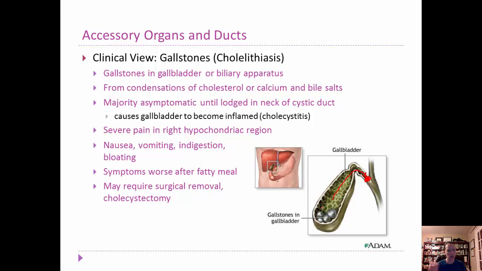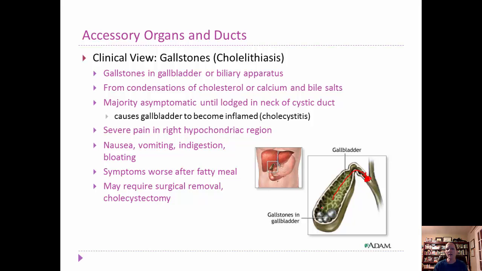So usually they are going to go in and just remove the gallbladder, and that is called a cholecystectomy. And again, since bile is going to be secreted from the liver, it's not like you're never going to be able to break down fats. It's going to be a little bit harder, so that's why they tell you to watch your fat intake after you get your gallbladder taken out. It's because you're not going to be able to break down fats as efficiently.